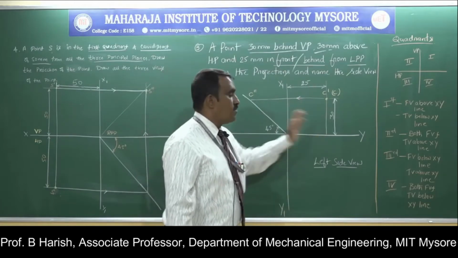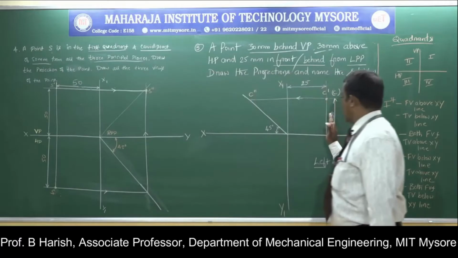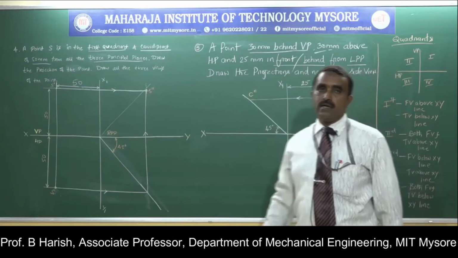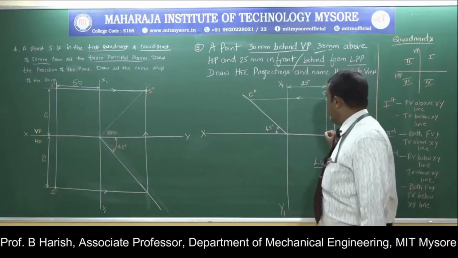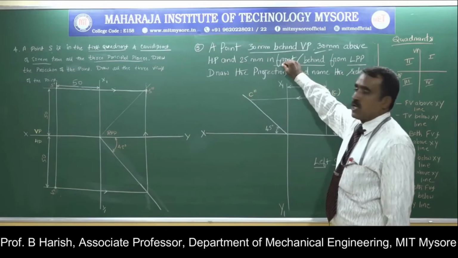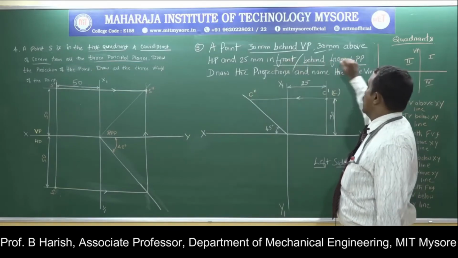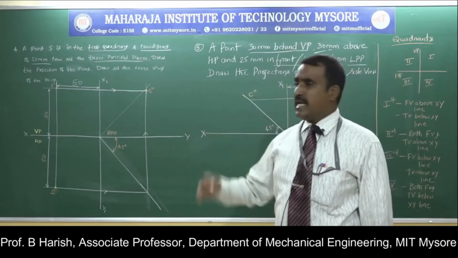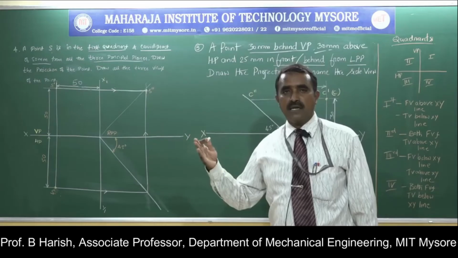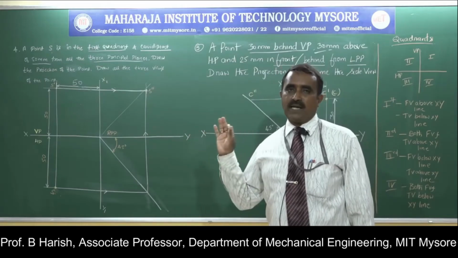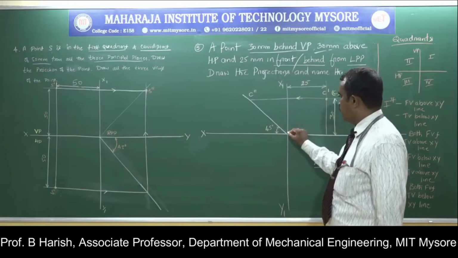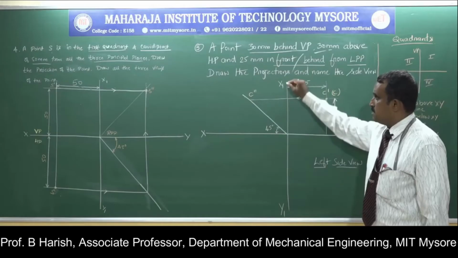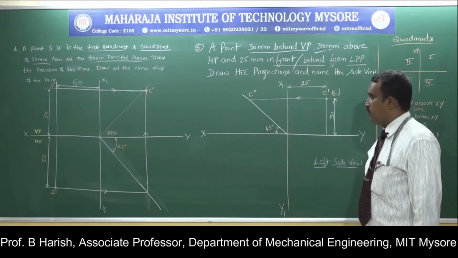So this is my top and front view. From this projector I'll move a distance of 25 mm towards the left. Whatever may be given, front or behind, just look at whether it is given as RPP or LPP. If it is RPP, move towards the right direction. If it is LPP, move towards the left direction. So I will measure a distance of 25 mm from this projector, and there I will fix my profile plane. That is X1, Y1.